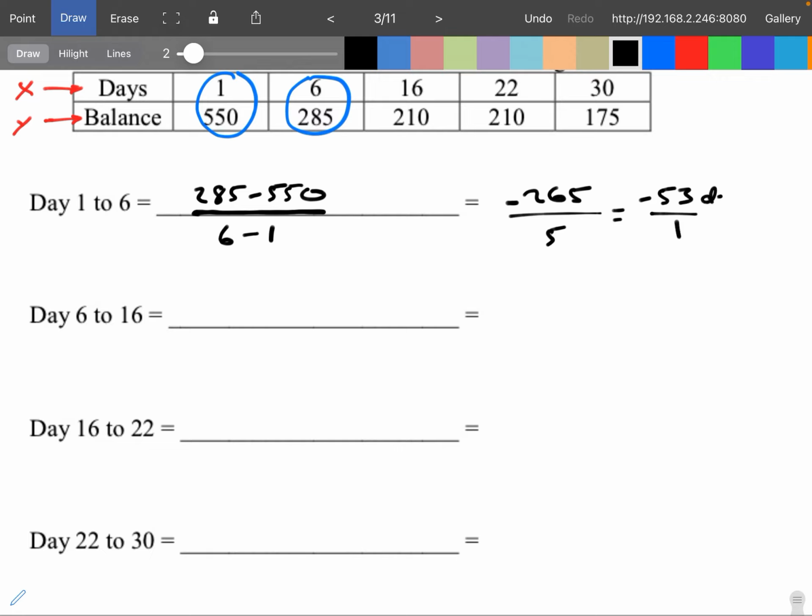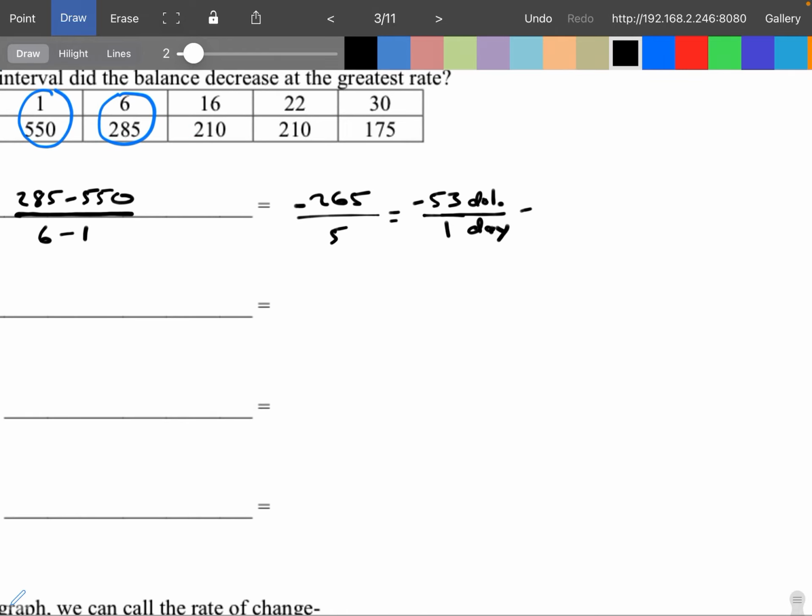All right? And then think about what the units would be here. The balance we're talking about is like the amount of money you have in your checking account or something like that. And the x's, those are the days. So the y's are the amount of money, that's the balance. So this would be in dollars over days. What that tells you is that the negative, first of all, says that quantity is decreasing, the balance is decreasing. And so that tells you that the balance is decreasing at a rate of $53 per day.